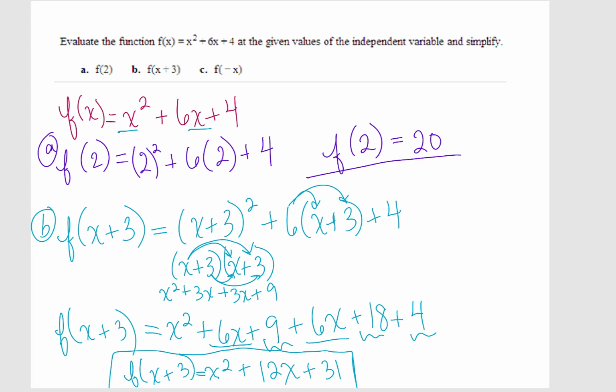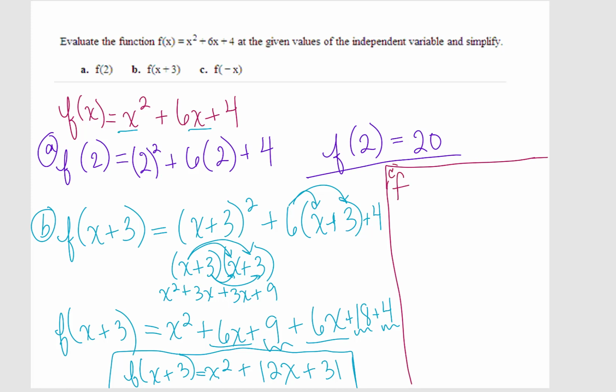Okay, we still have part C. We'll go ahead and do this on this. I'll box it out here. Okay, so again, this is part C. They want me to plug in negative x for my x. So every single place that I have an x in the original function, I'm going to put negative x. Negative x times negative x would be positive x squared. If you did not put that negative x in parentheses, you can end up leaving it as just negative x squared. So be careful of that.